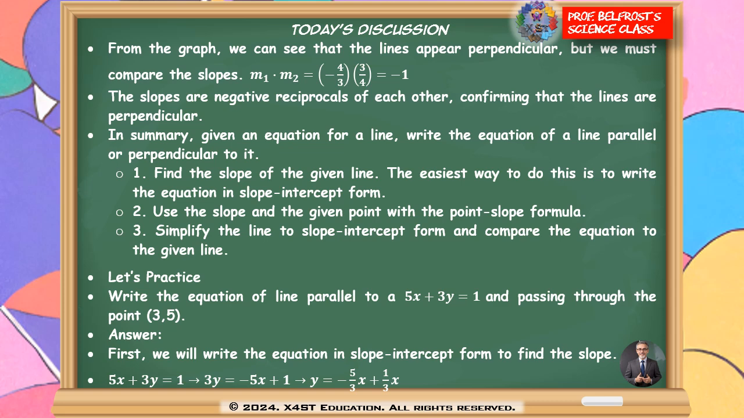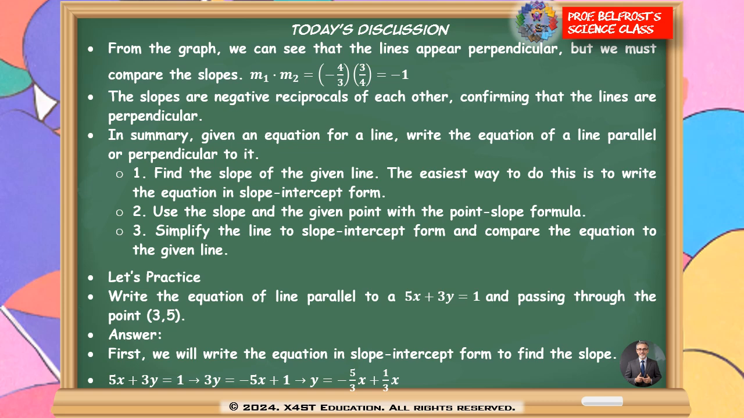So in summary, given the equation for a line, to write the equation of a line parallel or perpendicular to it: first, find the slope of the given line. Second, use the slope and the given point with the point slope formula. And third, simplify the line to slope intercept form and compare the equation to the given line.